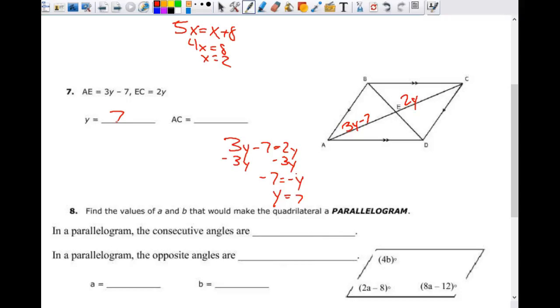Now we just plug, and now we're looking for AC. 3 times 7 minus 7, and 2 times 7. That's going to be 21 minus 7, which is 14. 2 times 7 is 14. We're trying to find all of this, so 14 plus 14 is going to be 28.